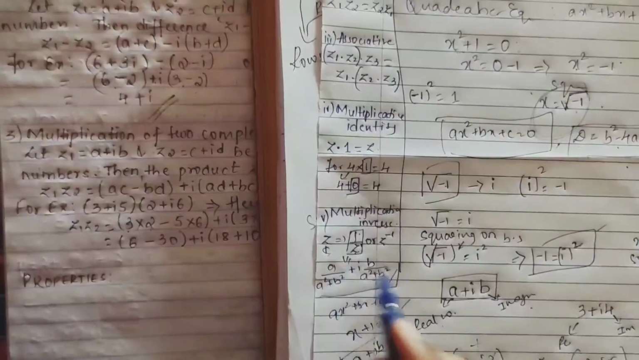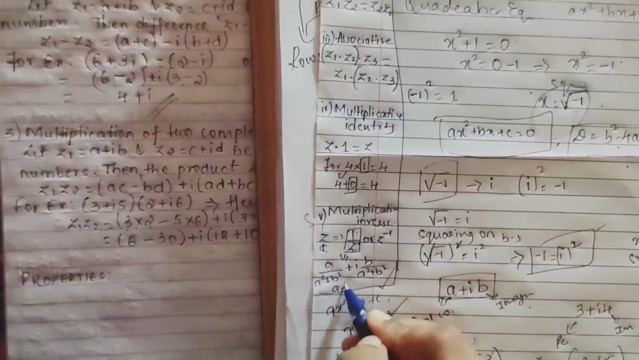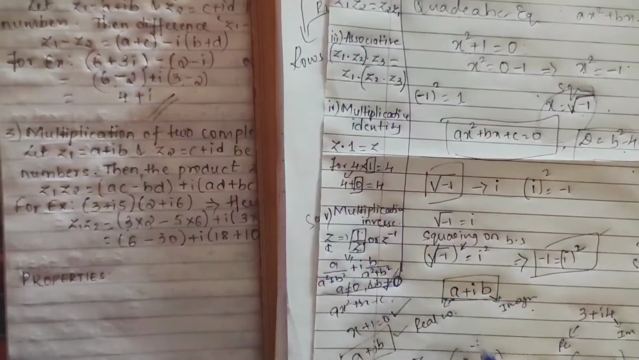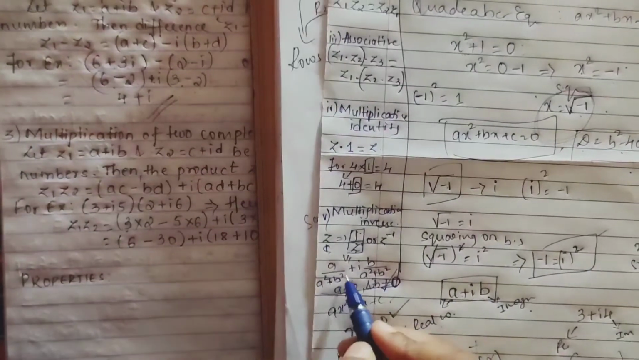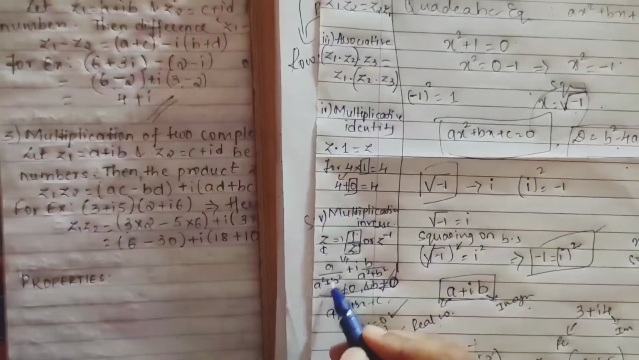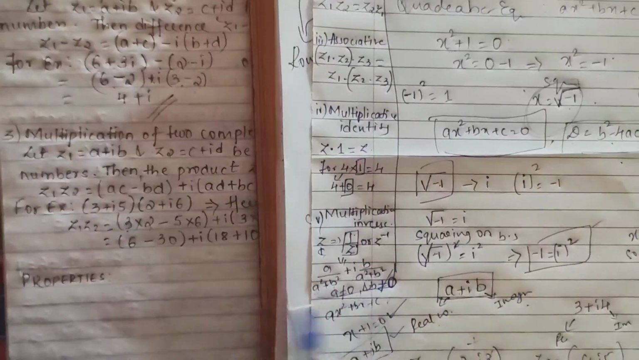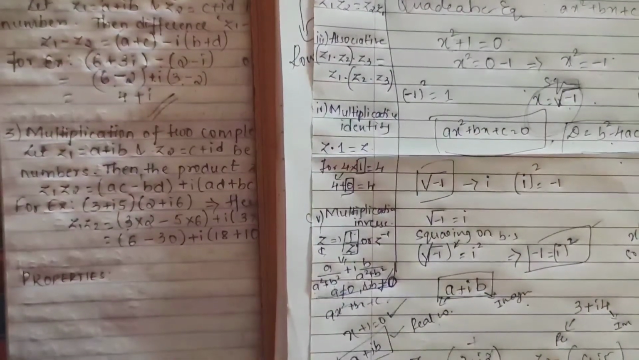Here one thing you should remember: in this, a should not be equal to 0 and even b should not be equal to 0. As I have said, if you take 0 here, it will not be defined, it will be infinity in the denominator. So your a also should not be equal to 0, and b also should not be equal to 0.